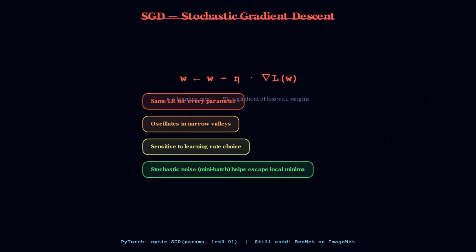SGD's problems: the same learning rate for every parameter. If one parameter's gradient is always large and another's is tiny, SGD either overshoots the first or crawls on the second. It also oscillates badly in narrow valleys. This is why we need better optimizers. In PyTorch, optim.SGD, with parameters, learning rate, and optional weight decay. SGD is still used for image classification. ResNet training uses SGD. But for most deep learning tasks, Adam is the default.